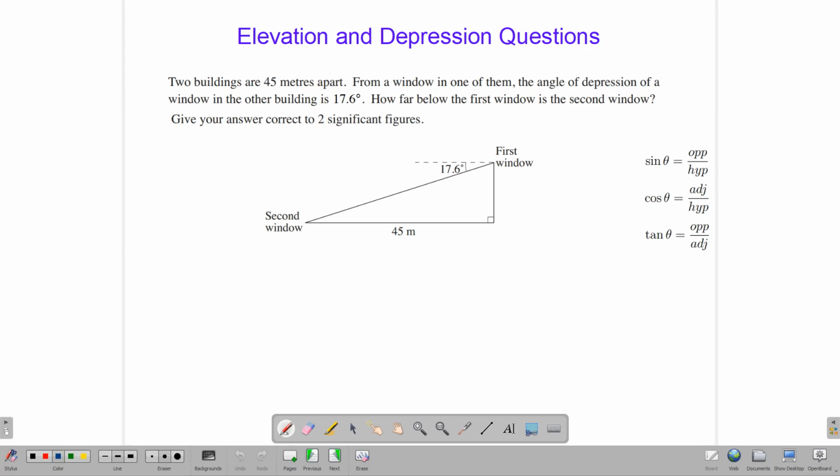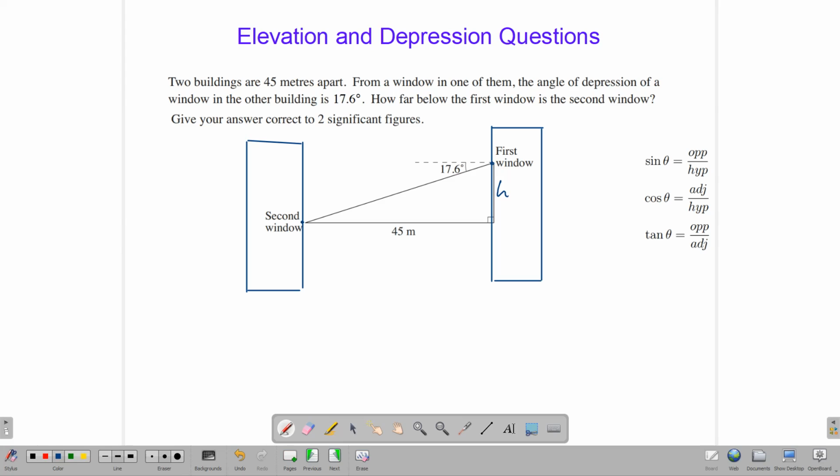So let's just put a little bit of context here. Let's say there's a building. Not that it's important to draw this, just adding some context to the question. So here's a building, here's another building. There's a window on this building, and there's a window on that building. What we want to find is the distance between the two windows, which is this distance here.